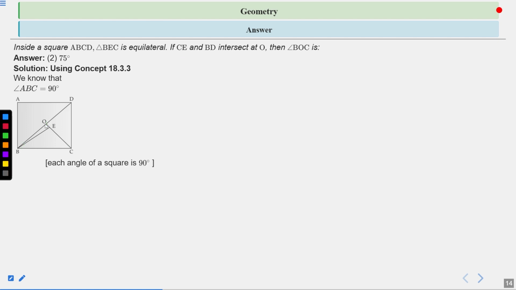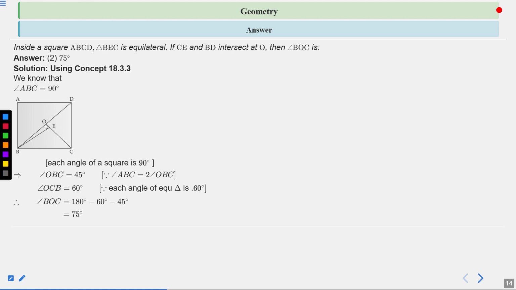Each angle of a square is 90 degree, we know that. So angle OBC will become 45 degree, because angle ABC is 2 times of OBC. Angle OCB is equal to 60 degree, because in an equilateral triangle each angle is 60 degree. So angle BOC will become 180 minus 60 minus 45. So we get the angle BOC, which becomes 75 degree. We can easily calculate it. So second is the correct answer of this question.